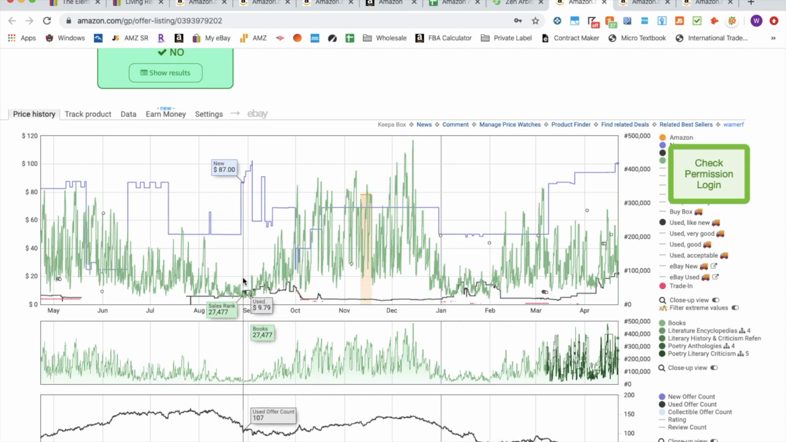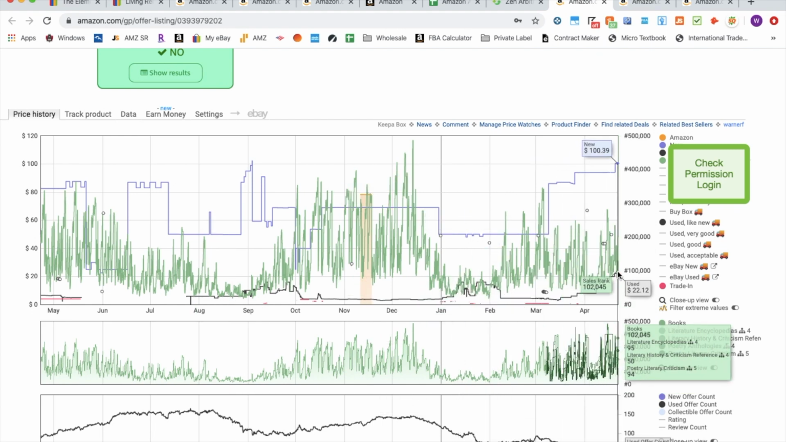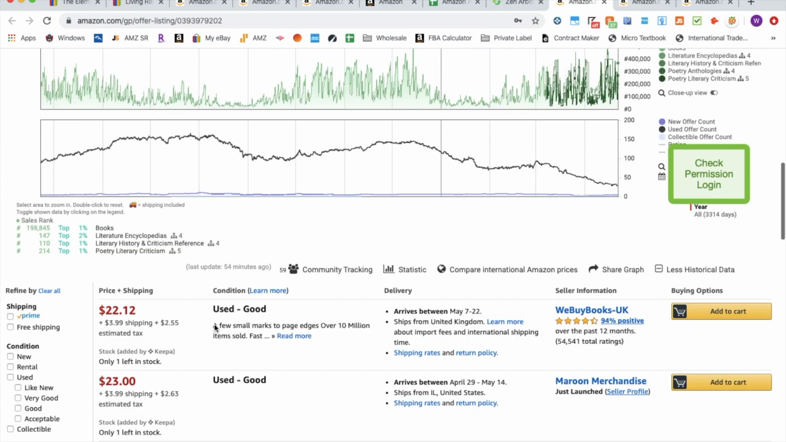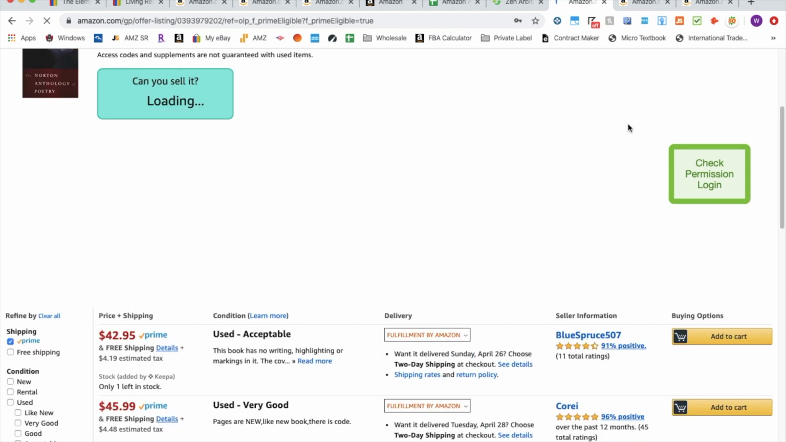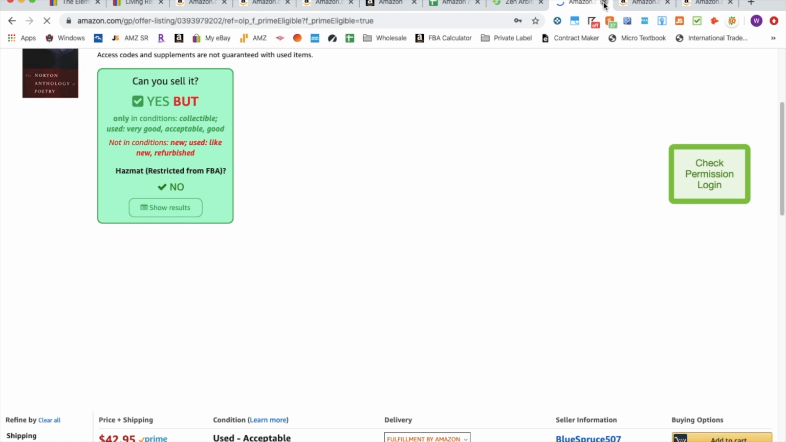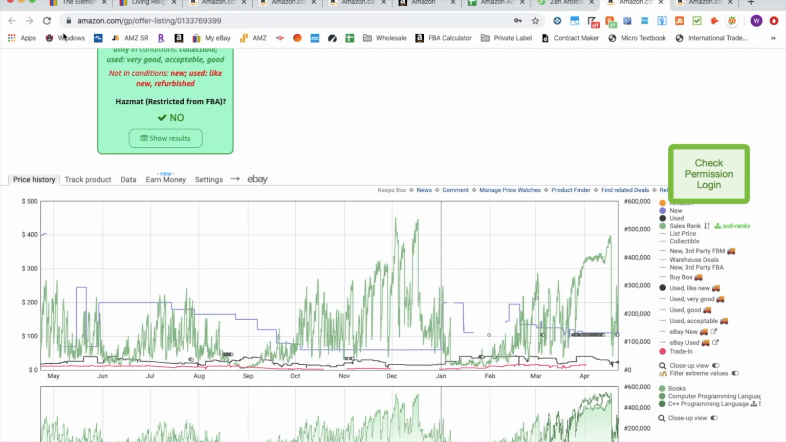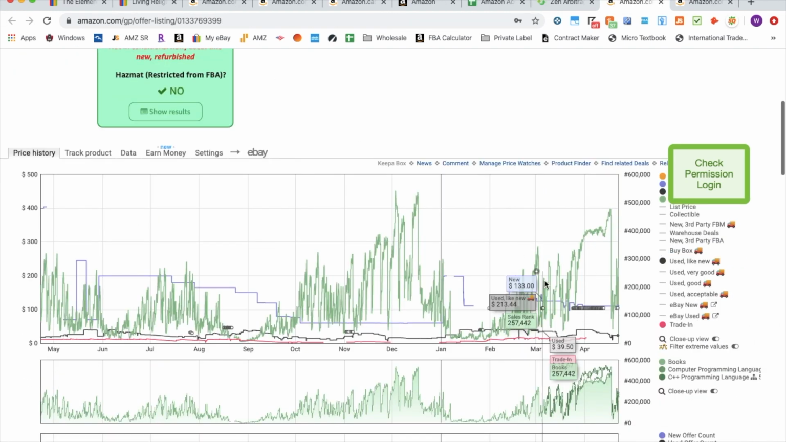Here we got another strong textbook pattern, not a super huge bump. We had a nice price bump here. We're way high as far as pricing goes right now. Let's check the primes. The primes are going to be really inflated right now because of that price bump on the Keepa. I'm actually just going to skip this one for now. That one actually you could set up a Keepa alert on.